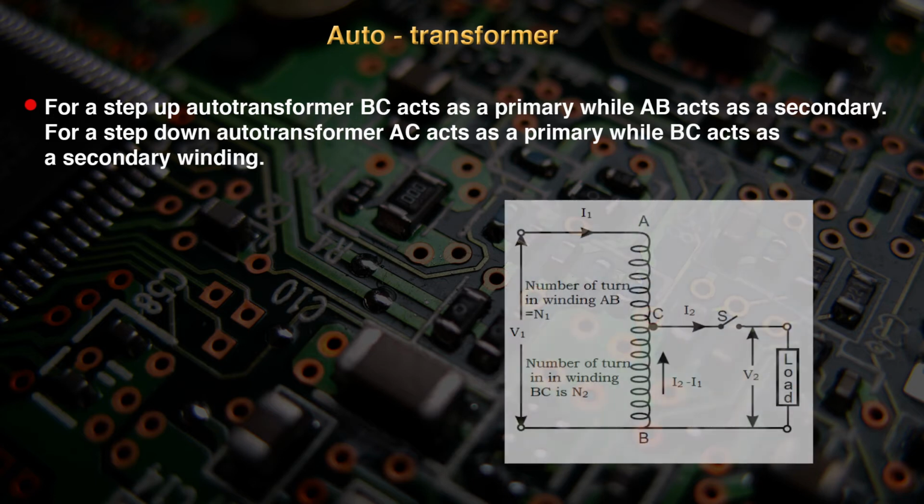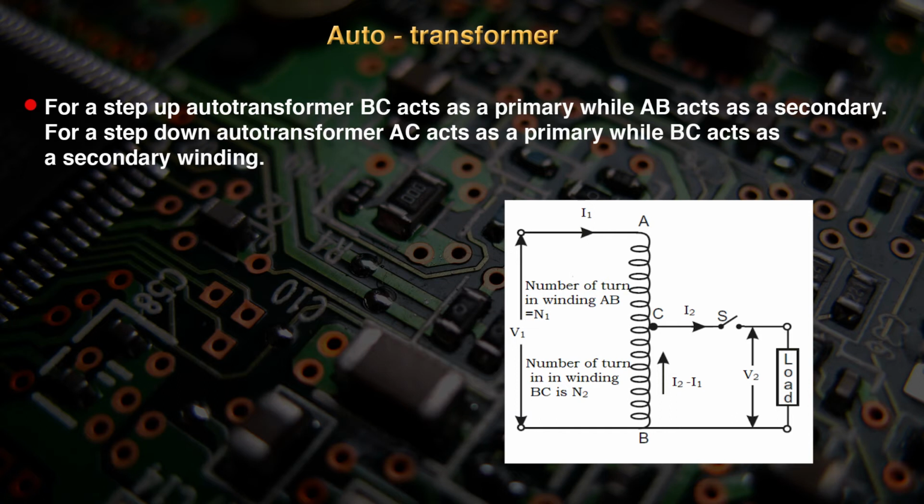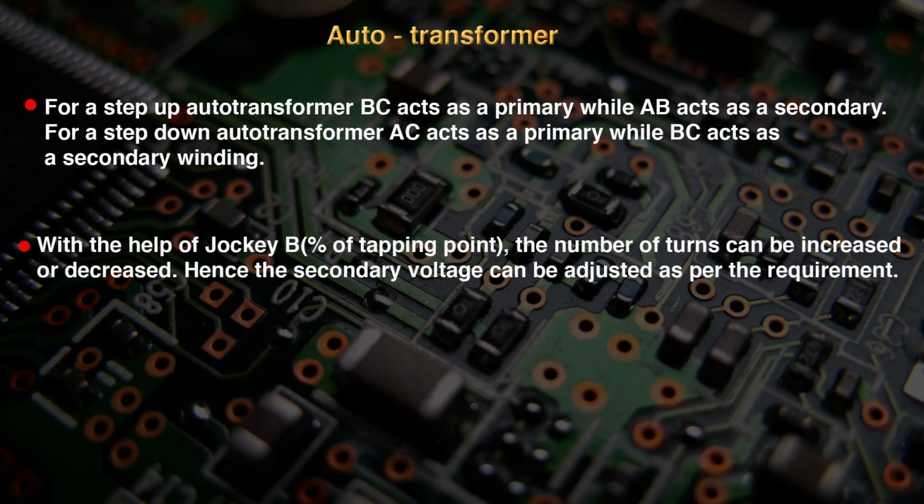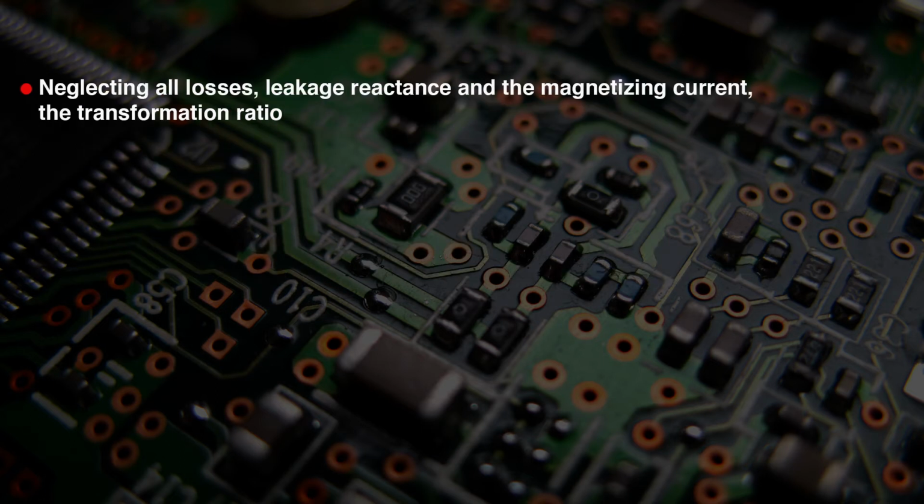Here you can see in the circuit diagram. For a step down transformer, AC acts as a primary while BC acts as a secondary winding. And with the help of jockey B, the number of turns can be increased or decreased, hence the secondary voltage can be adjusted as per the requirement. If we neglect all the losses, leakage reactance and the magnetizing current, the transformation ratio can be written as K is equal to what? V2 upon V1 is equal to I1 upon I2 is equal to N2 upon N1.